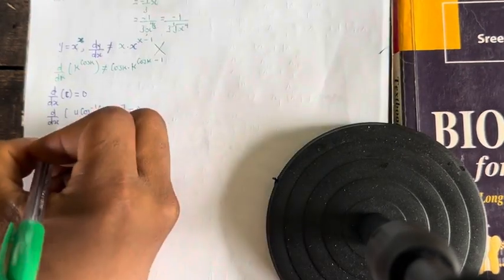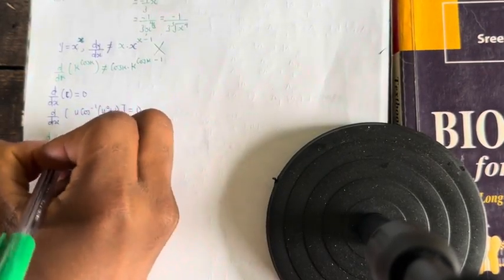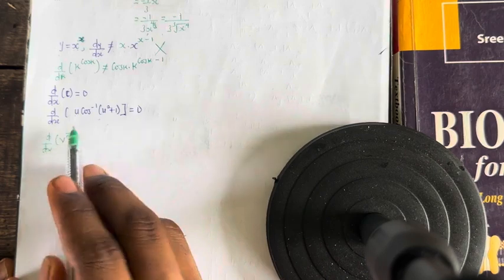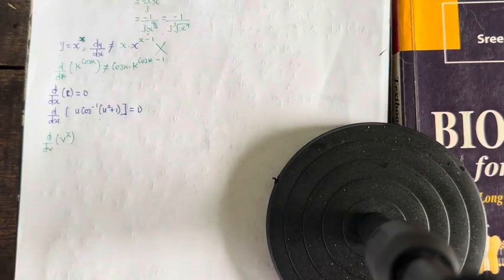Right. So let's evaluate the derivative with respect to v of v to the pi. You can try this out. The derivative with respect to v of v to the pi. So what will we do?